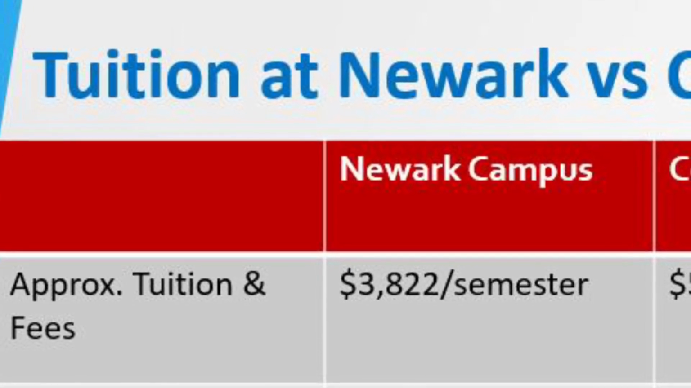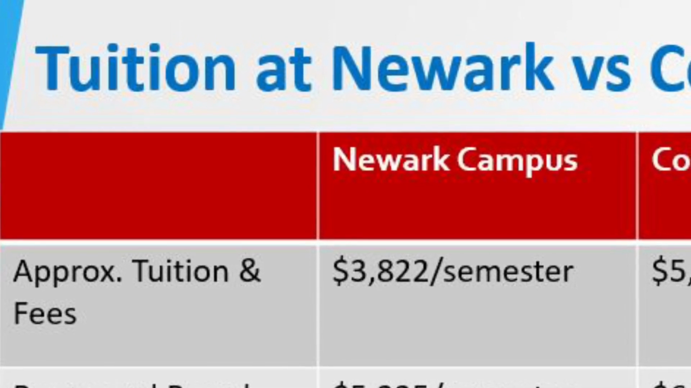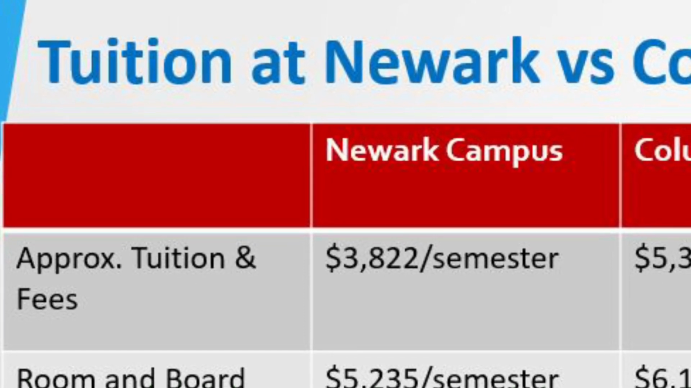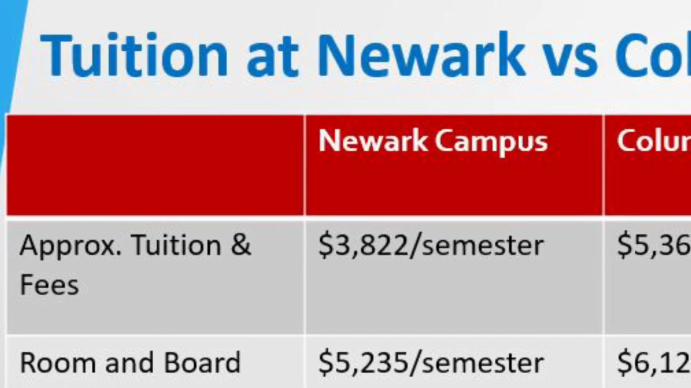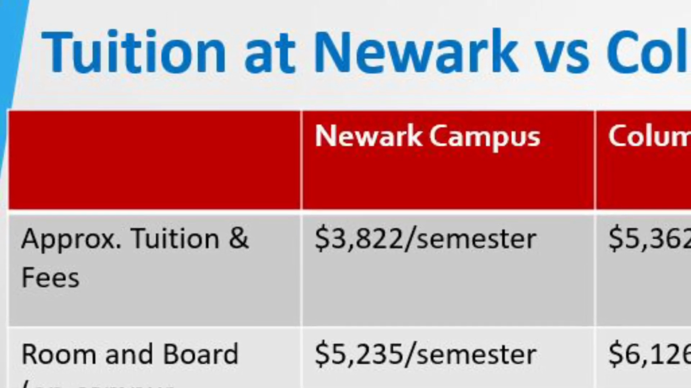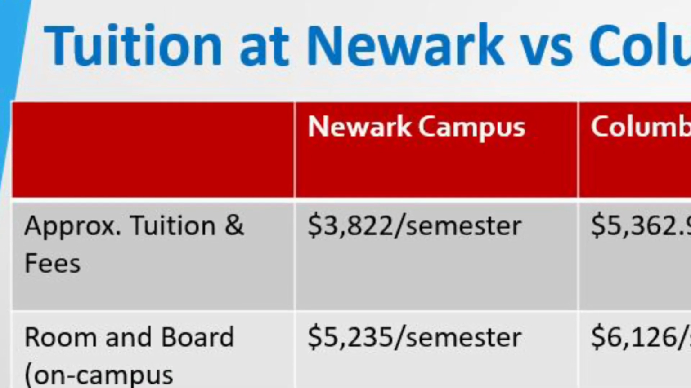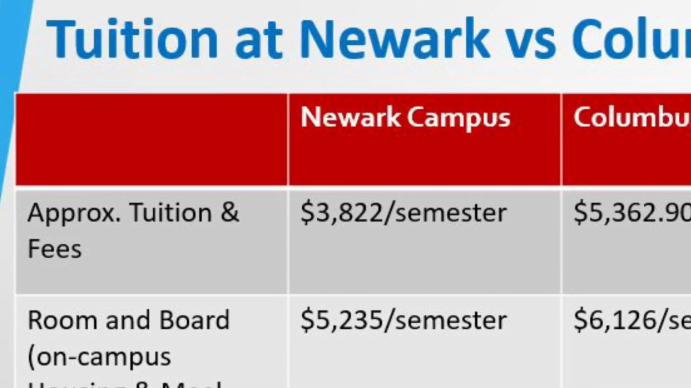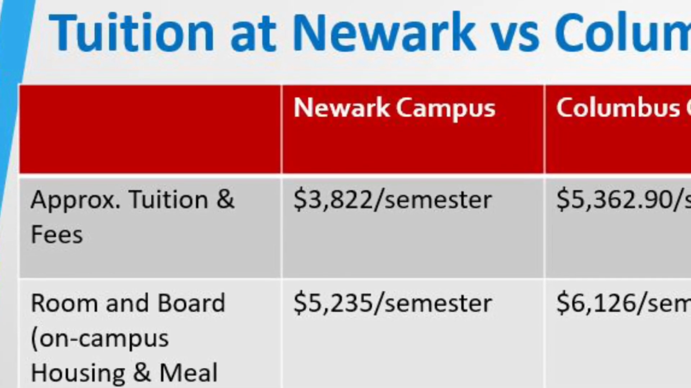But to give you an idea, tuition right now here at the Newark campus at full-time is about $3,822 per semester. At the Columbus campus, the tuition is a little over $5,300 per semester. Room and board, if you are not living on campus here at Newark, that's great, but would be in the dorm on the Columbus campus. You generally have to live in the dorm unless you live within a certain radius of the campus. So the housing fees would be about a little over $5,200 per semester here at the Newark campus, but at the Columbus campus it's going to be a little over $6,100 per semester.